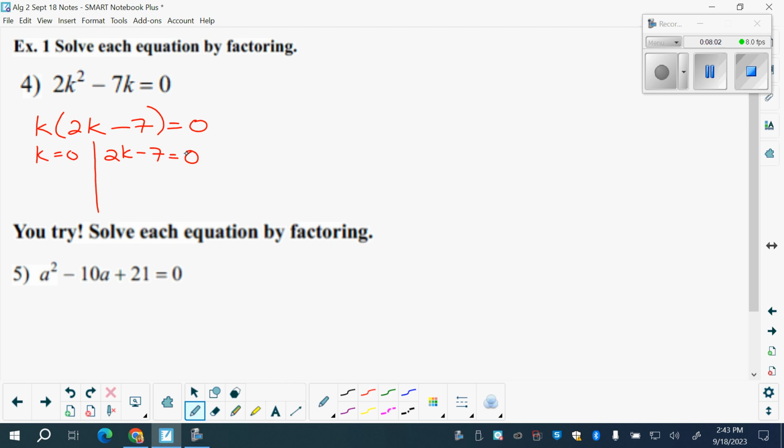Does that make sense? Is there anything to solve in this K equals 0? No, it's already solved for us, so that's nice. And then we just have to solve this. 2K is 7, divide by 2. So K equals 0, or 7 over 2. Okay, go ahead and do the U-try.